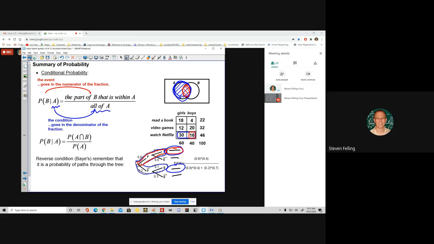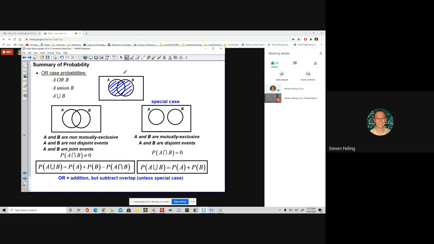Okay, and then for or, I picture a Venn diagram, right? Or means the union, which is why we use this symbol. That would be A or B or both is included in or, right? The most general case is that there's overlap, right? That means the probability of A and B is something other than 0 because there's overlap. And this is the or formula. You can remember that or is addition, but you have to remember to subtract the overlap, okay?